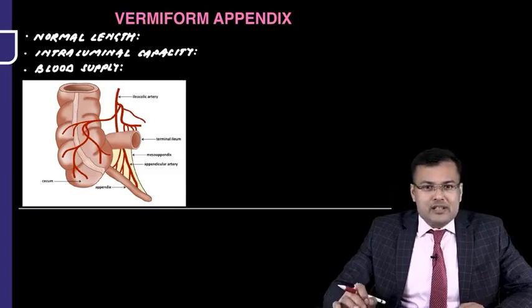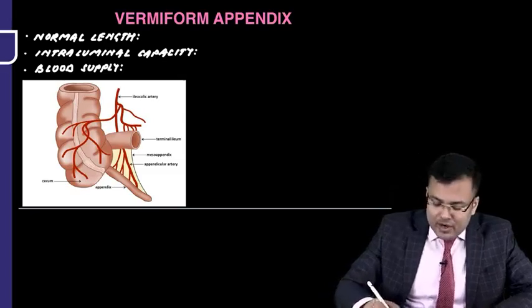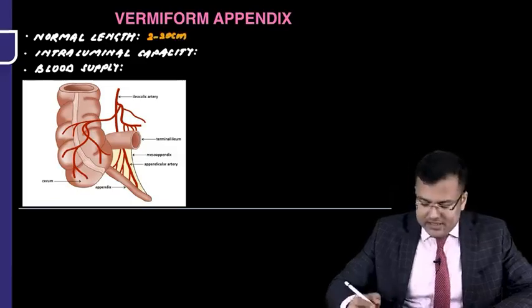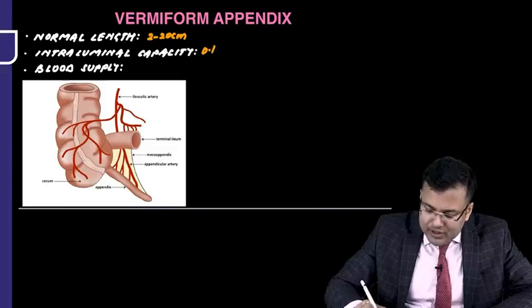Now we're going to start appendix. First, what is the normal length of appendix? Normal length is 2 to 20 centimeters. And what is the intraluminal capacity? Intraluminal capacity is 0.1 ml.